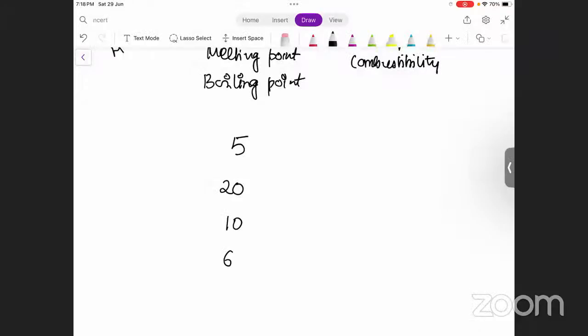These are the quantities related to this object, which is this pencil. But by just looking at these numbers, can you guess what they are telling me about? You can obviously see that something is 5, something is 20, something is 10, something is 6.